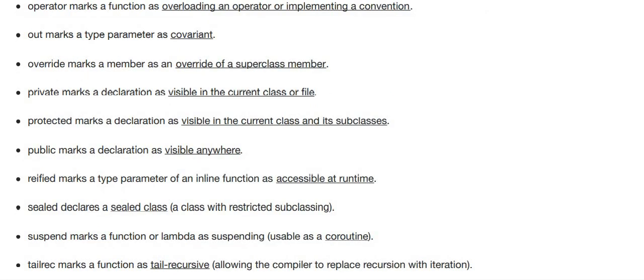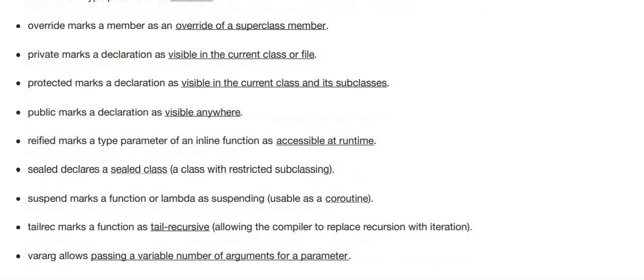So we have out, override, private. Private marks a declaration as visible in the current class. As you know, protected is visible in its subclasses, inheritance. Public, visible anywhere. Sealed, a class with restricted subclassing. Suspend, so tailrec marks a function as tail recursive.